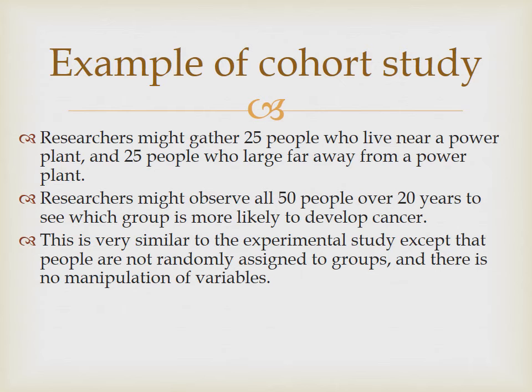This is kind of similar to the experimental study because we have groups, but they're not randomly assigned and there's no manipulation of variables. We didn't enroll 50 people and then assign them to either live near a power plant or not. They already lived where they lived, and so we gathered them that way and put them in groups in that way that they have kind of self-sorted, and then they sort of self-sort again when we find out who develops cancer and who doesn't.